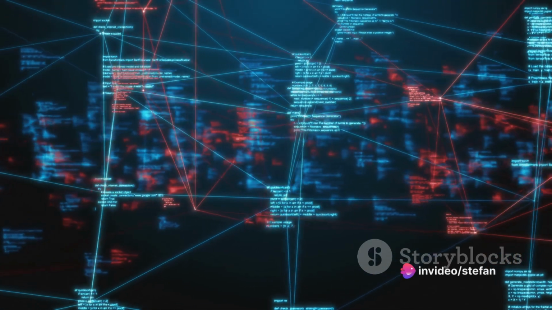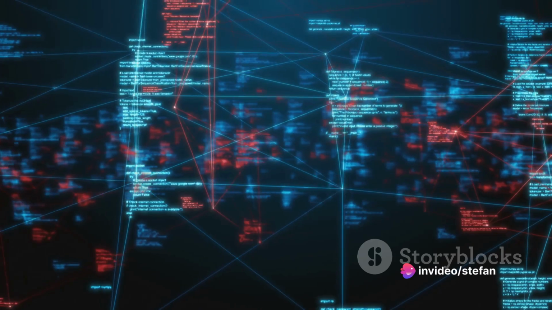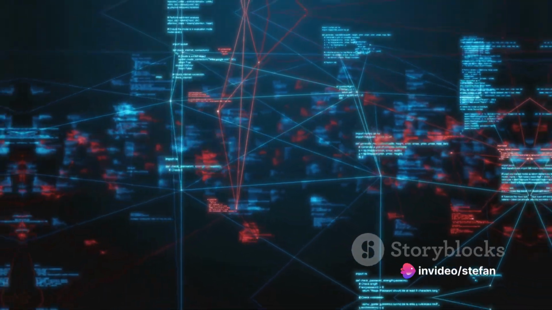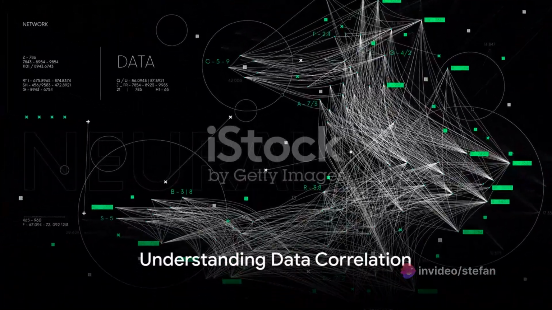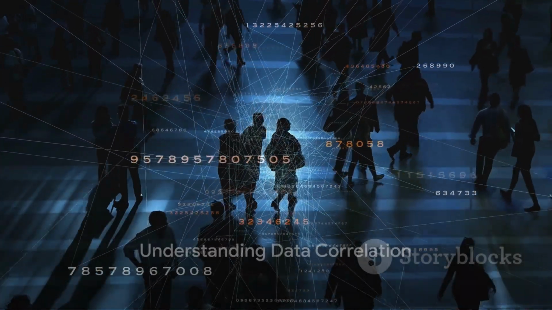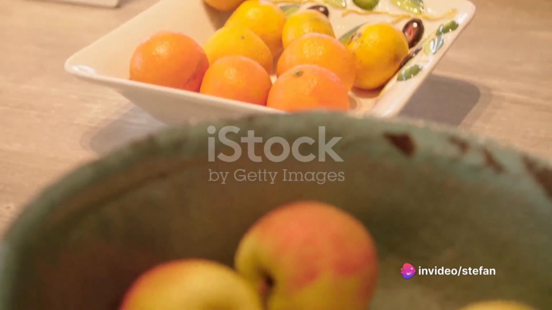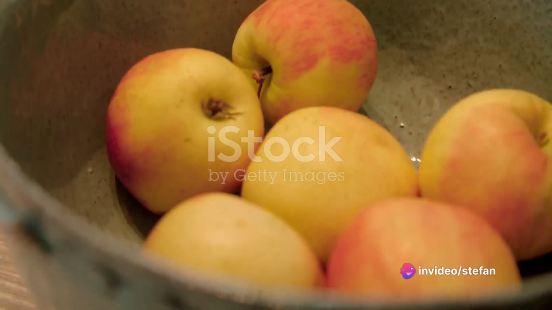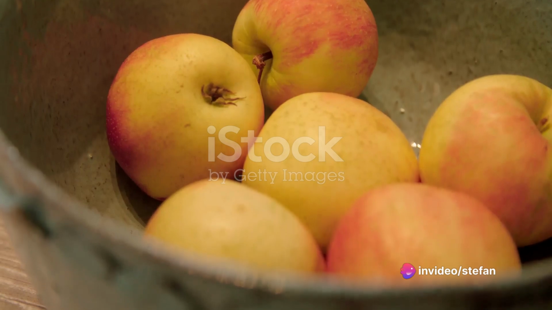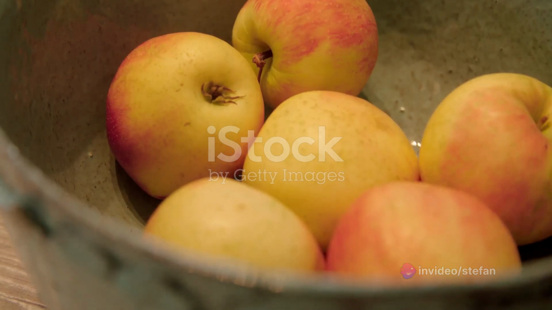To fully understand its significance, let's delve into what data correlation and analytics are. Data correlation, a key term in network administration, but what does it actually mean? Picture two sets of data. They might be as different as apples and oranges, but they could still have a relationship with each other. This relationship is what we refer to as correlation.